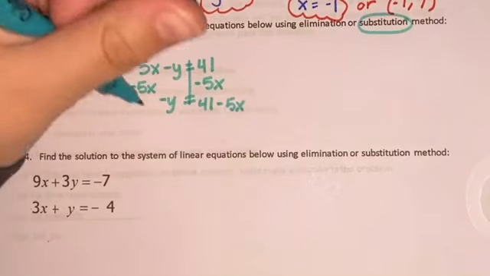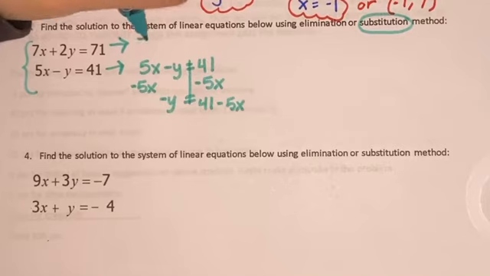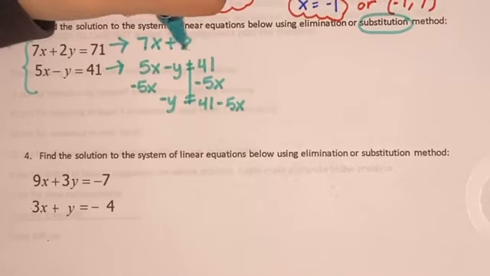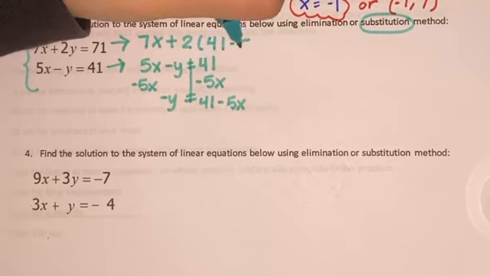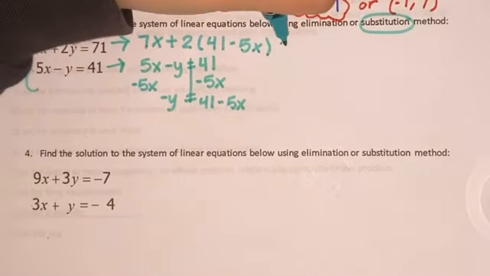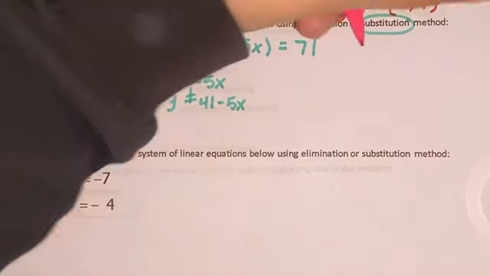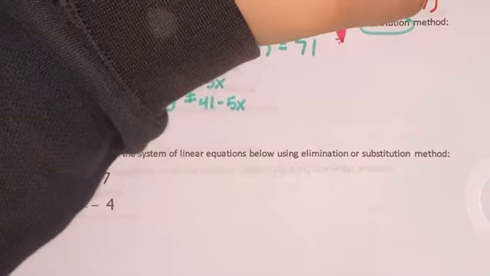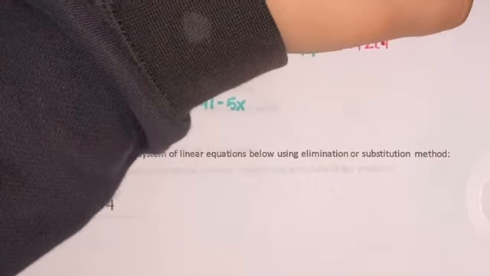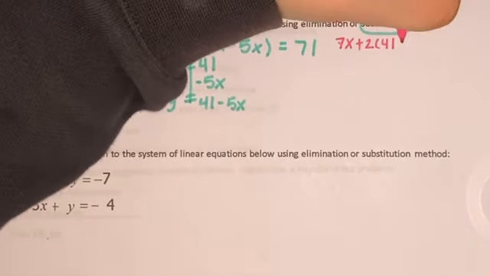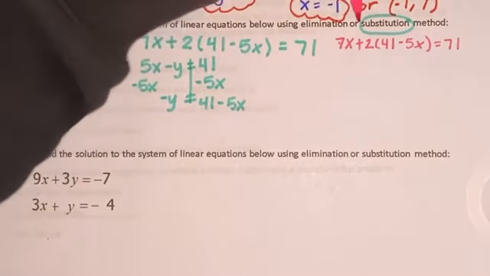We still don't know what y is, but we know this is what it equals. So what we can do is take this y value and plug it into the first equation. So we're going to rewrite the first equation, 7x plus 2, and where y was, we are going to put 41 minus 5x in parentheses, equals 71. Okay, so I'm going to rewrite this over here just so we can work it out. 7x plus 2 times 41 minus 5x equals 71. So we're going to, of course, distribute.